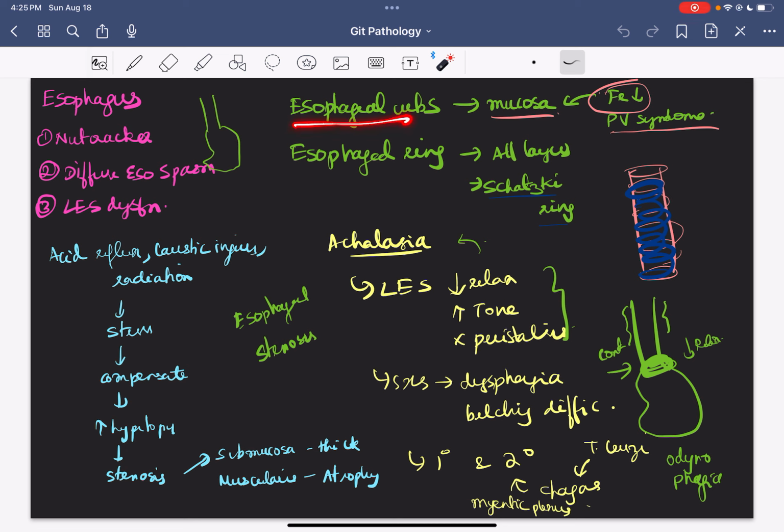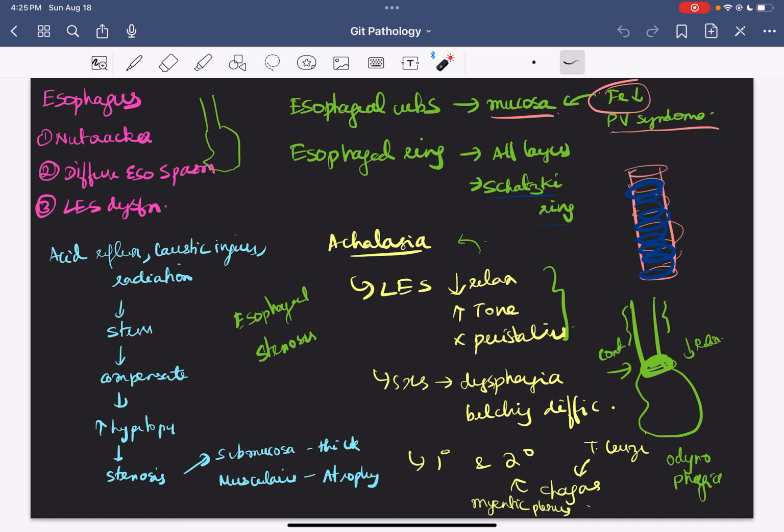Okay, another thing to know is the difference between esophageal webs and esophageal rings. Esophageal webs involve only your mucosa. Just remember it by W, the mirror image of W is an M. Esophageal webs involve only the mucosa, and they're due to iron deficiency anemia or Plummer-Vinson syndrome. What about esophageal rings? They involve all the layers, and they're usually called Schatzki rings. Okay, this is the difference you should know.